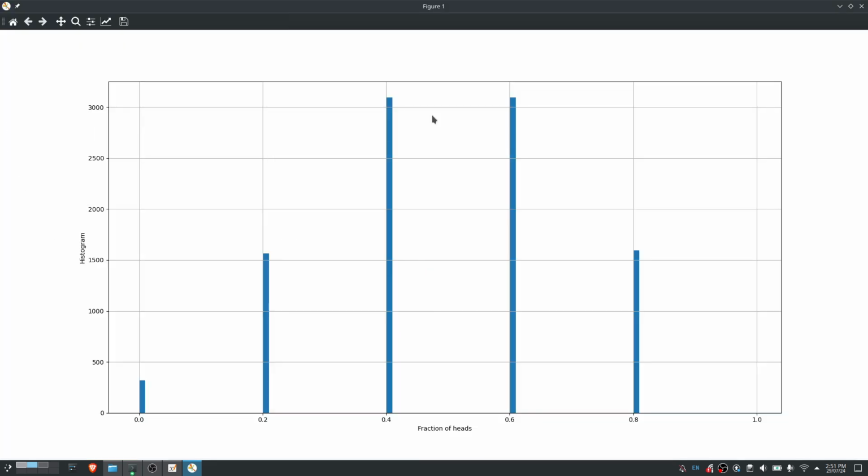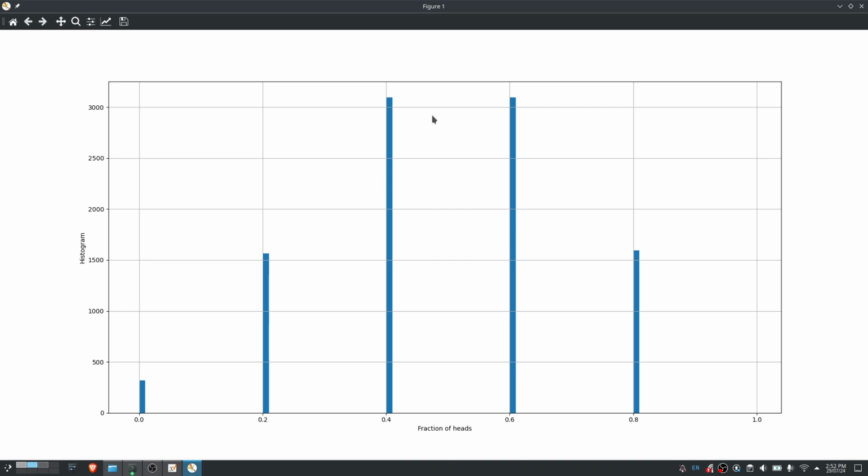Okay. So I ran this once. This is for 5 tosses of a coin. What are the outcomes for fraction of heads? What possible values can this take? I tossed a coin 5 times and I counted the fraction of heads. What values can this take? 0, 1 by 5, 2 by 5, 3 by 5, 4 by 5, and 1.